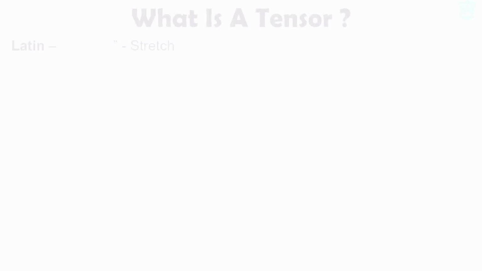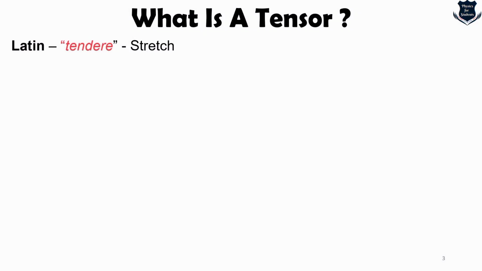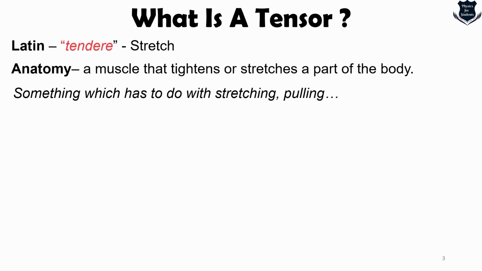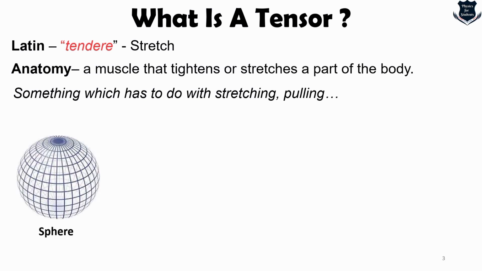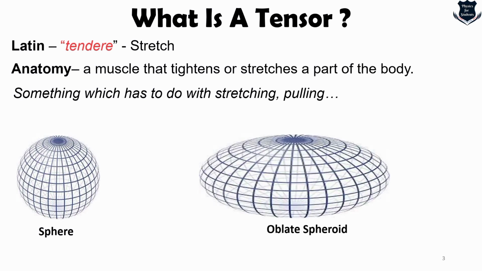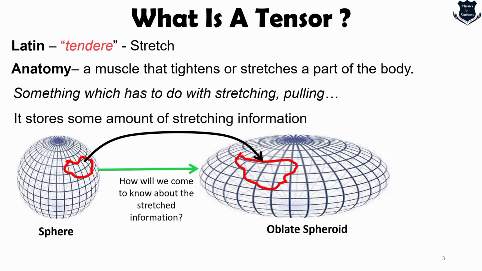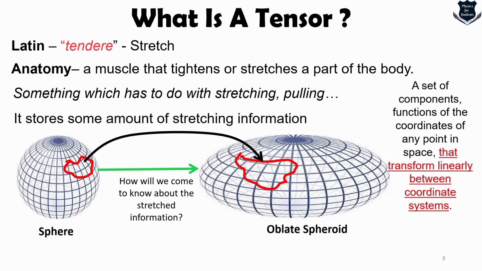So what we covered is, what is a tensor, and we understood that it is derived from the Latin word tendere, which means to stretch. It comes from anatomy, that is a muscle that tightens and stretches and pulls. We also showed that if there is a sphere and there is some kind of data over here, then it gets transferred into an oblate spheroid. The data gets stretched out. So how will we come to know about this stretched information? That means we can tell that tensors somehow store stretched information.